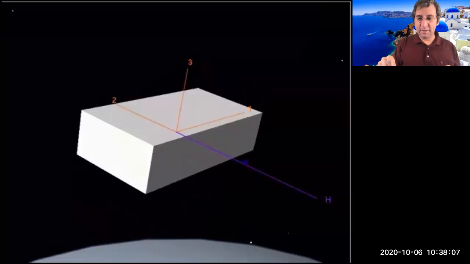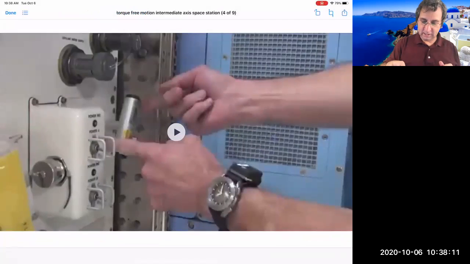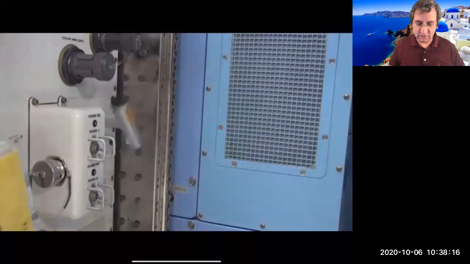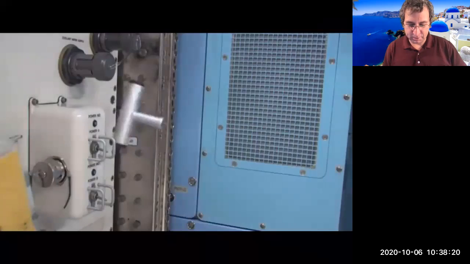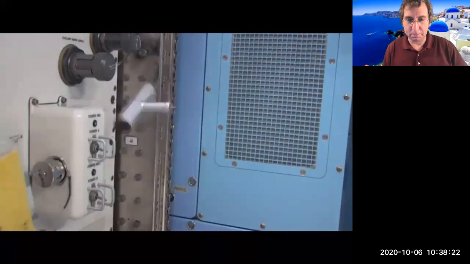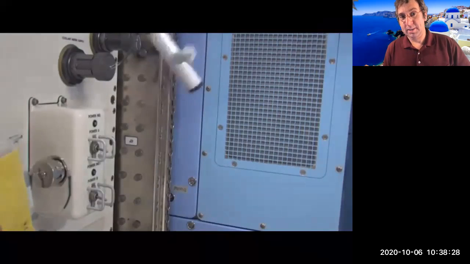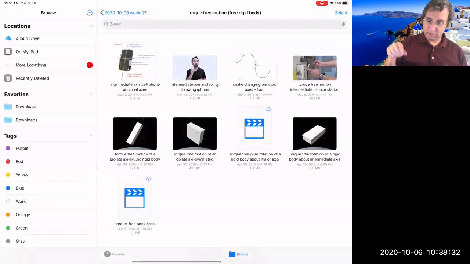It did a flip, and if you're thinking, oh, that can't be real, they actually demonstrated this. I think they demonstrated this on the space station. This is just some weirdly shaped object that they got spinning, and it periodically does these weird flips. This is the well-known instability about the intermediate axis, which we will talk about.